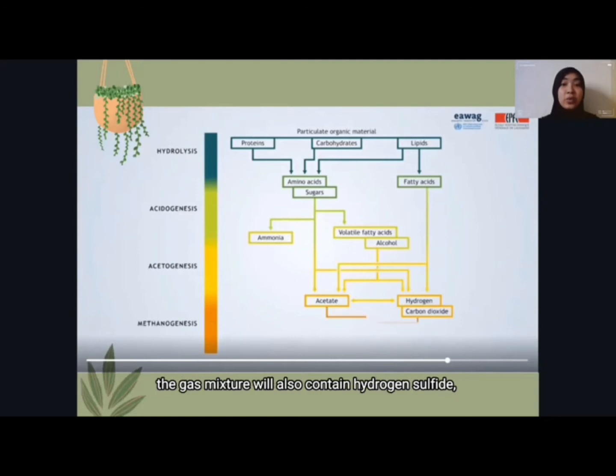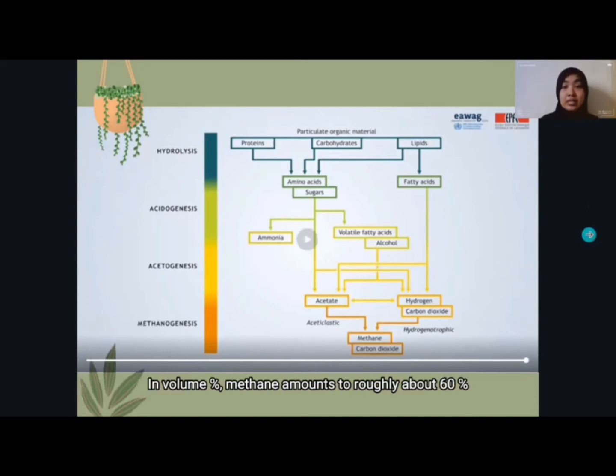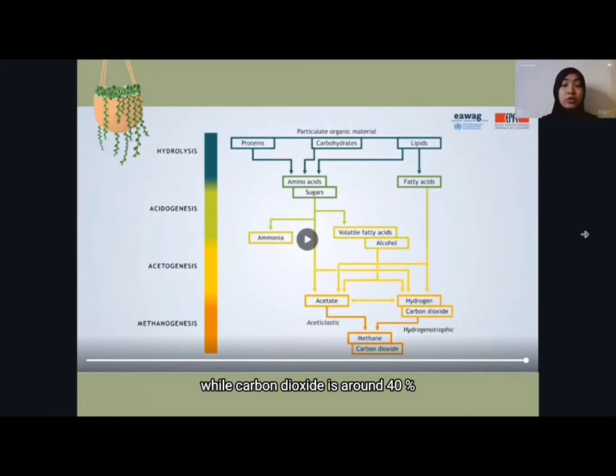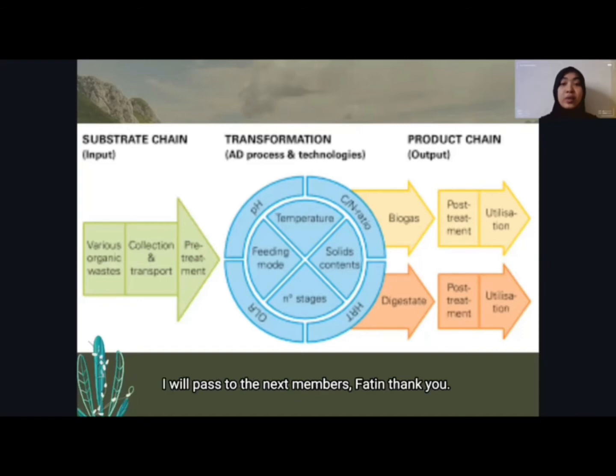Typically, the gas mixture will also contain hydrogen sulfide, which smells like rotten eggs, but also oxygen, nitrogen, and hydrogen. In volume percent, methane amounts to roughly above 60%, while carbon dioxide is around 40%, and hydrogen sulfide is usually lower than 2%. The next one is the product chain, a post-treatment of outflows from the digester that refines them into improved value products and their distribution and utilization. Next, I will pass it to the next member, Fatin. Thank you.